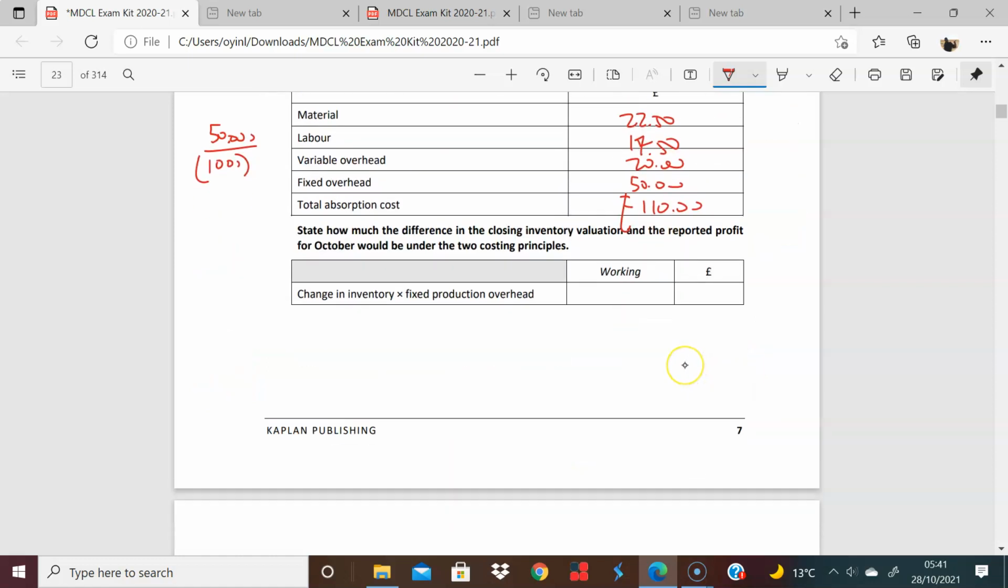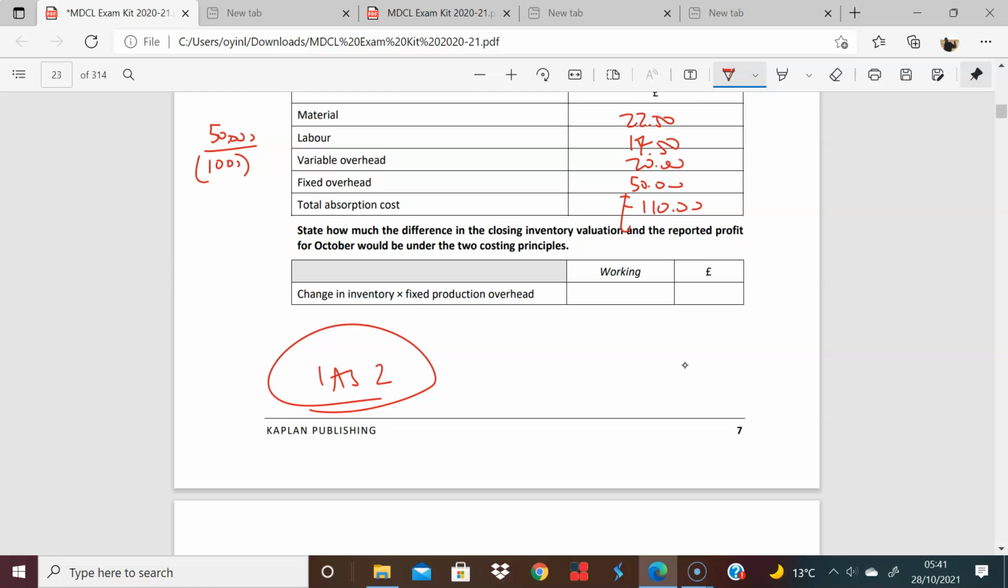So the question says that they give you the working, which is good. There's the difference in the valuation. What would the difference be? And of course, under marginal costing, we don't include fixed costs, but we do under absorption costing, which is really the right way to do it. IAS 2 requires you to include that. And that difference, of course, is just the change. It's telling you the change in inventory.